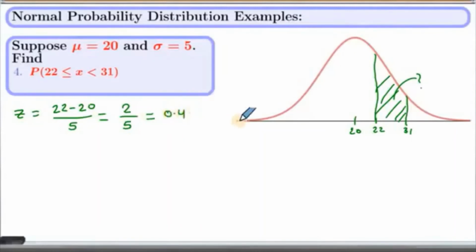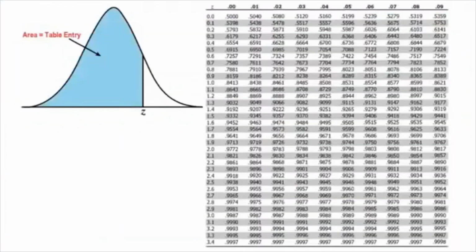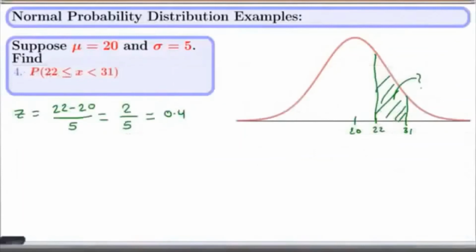Now, let me pull up my table so that we can look up the area for 0.4. For that, we will look at the row of 0.4 and the column of 0.00. From the table, that number is 0.6554. And that means the area to the left of 22 is 0.6554.